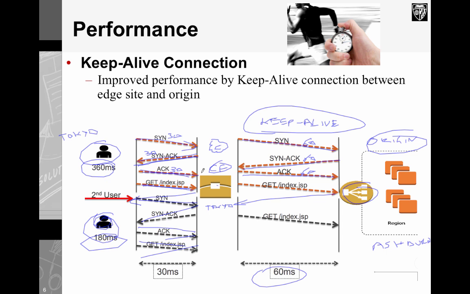What you have really done is, by having Keep Alive connection with the origin, you've actually reduced the network time. In fact, you've cut it down in half. And so you are actually seeing better performance for the second user and the third user and so on and so forth. So Keep Alive connection improves performance.